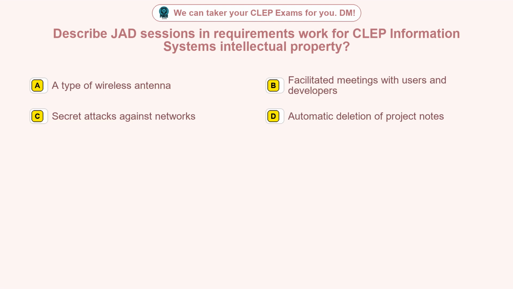Question 73. Describe JAD sessions in requirements work for CLEP Information Systems intellectual property. Option A. A type of wireless antenna. Option B. Facilitated meetings with users and developers. Option C. Secret attacks against networks. Option D. Automatic deletion of project notes. The correct answer is option B. Facilitated meetings with users and developers.